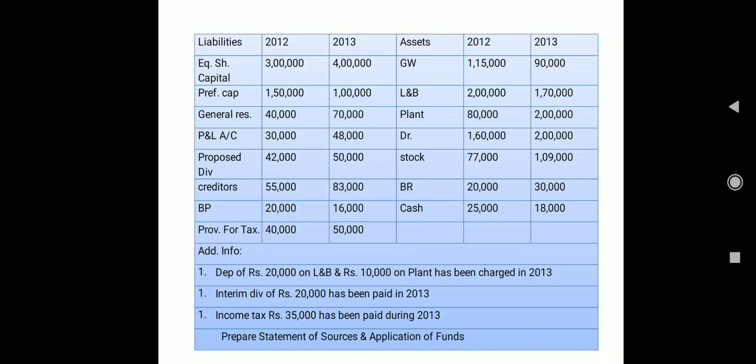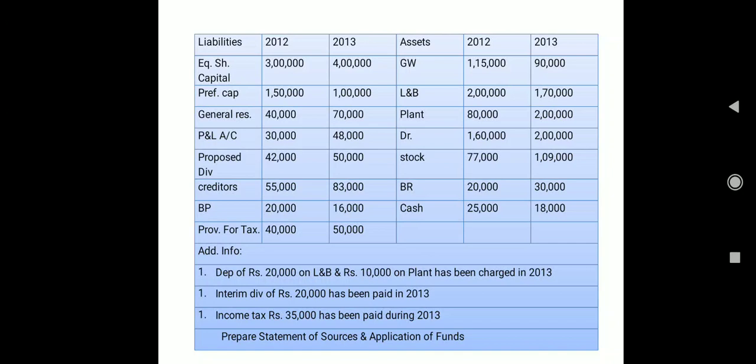But again, if you have followed the last class PDF notes, in that I have made it very clear, interim dividend will be your application of fund, but at the same time it will be your non-operating or non-fund expense, because dividend is what? Appropriation of profit. And it's not affecting your working capital. Somebody has invested and you are giving. So this is going to be your non-operating expense, and at the same time it is going to be your application of fund. Clear?